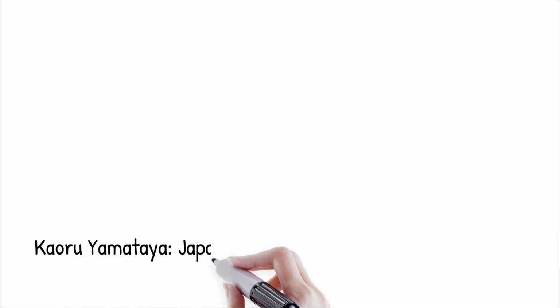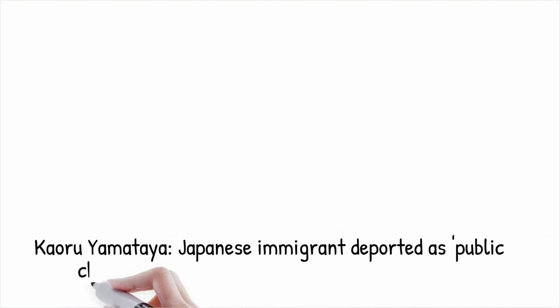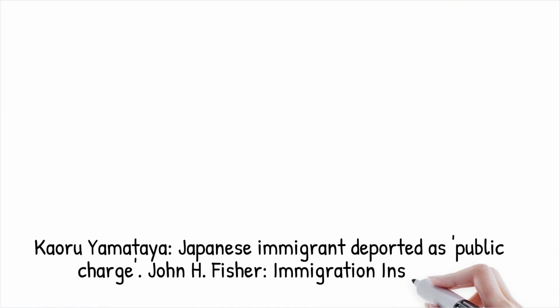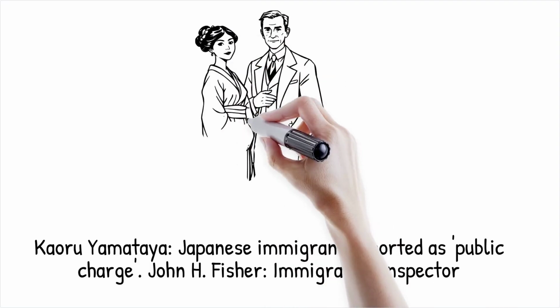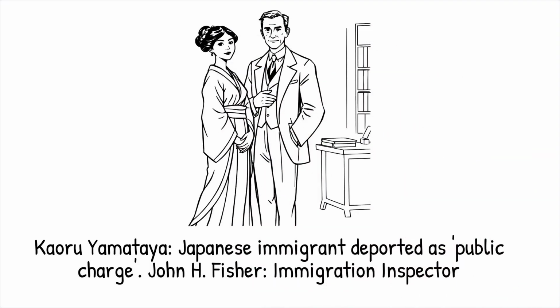Case background, parties involved. Kaoru Yamataya, a Japanese immigrant, likely a young woman, records are unclear on her exact age or background, who entered the U.S. in 1901 and was ordered deported as a public charge. John H. Fisher, the immigration inspector in Seattle, Washington, representing the federal government's enforcement of deportation orders under the Immigration Act.